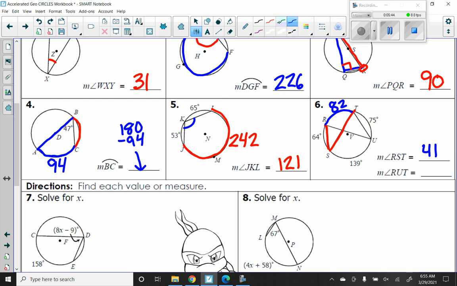So let's look at RUT. RUT is this angle here. And I hope you see that it also uses the arc 82. So if they have the same arc, they're going to have the same measure. Angles with the same arc have the same measure.